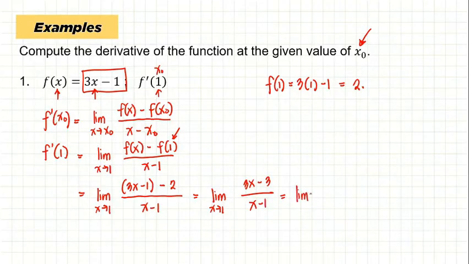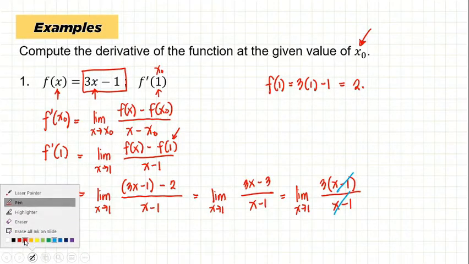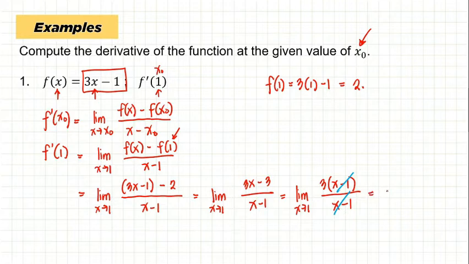So we will have the limit of 3 times the quantity x minus 1. The factors are 3 and x minus 1, all over x minus 1 as x approaches 1. So x minus 1 is common, so we will cancel it. What's left is 3. So we will have the limit of 3 as x approaches 1, and the limit of a constant is the constant itself. Therefore, f prime of 1 is equal to 3.